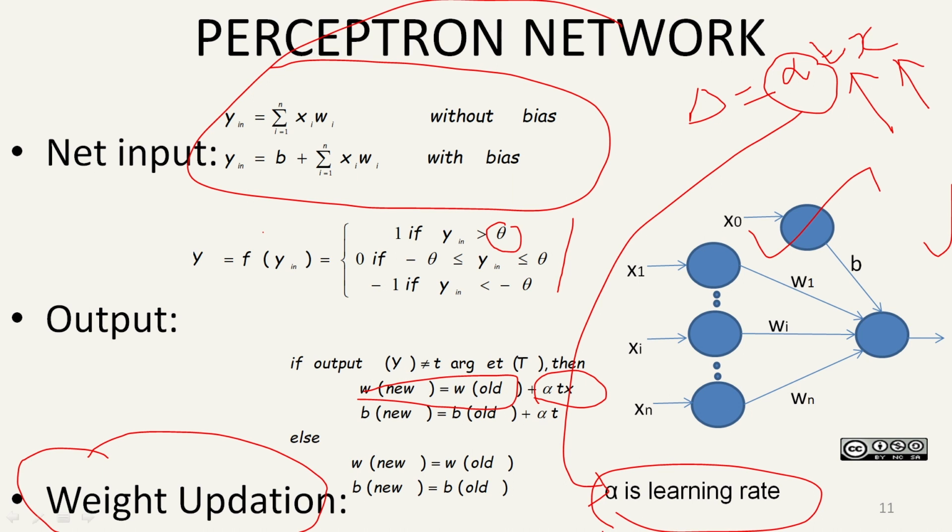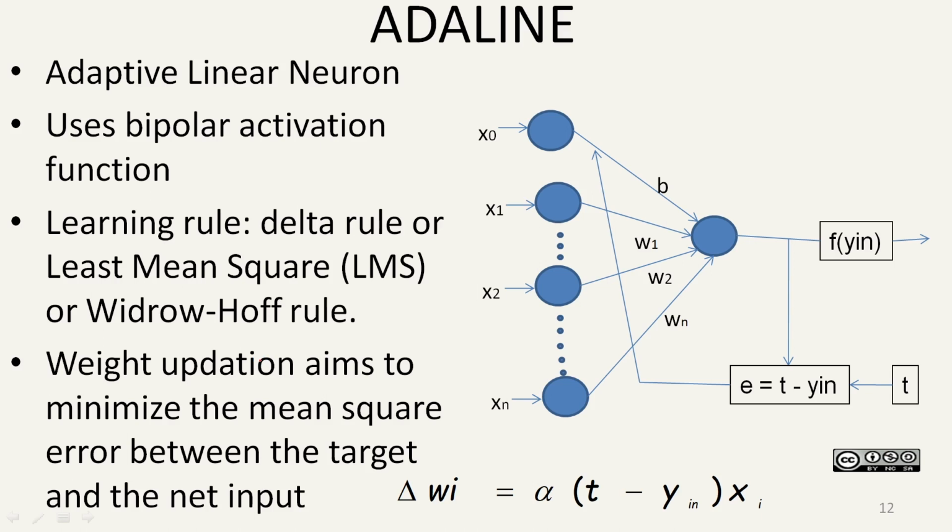So what is the bias? The bias change, del b, is nothing but alpha into t. That means alpha is the learning rate, t is the target. So the one new thing that is introduced by the perceptron model is the learning rate, and the change in weight value should be the product of target and input value. So this is what is in the perceptron model.